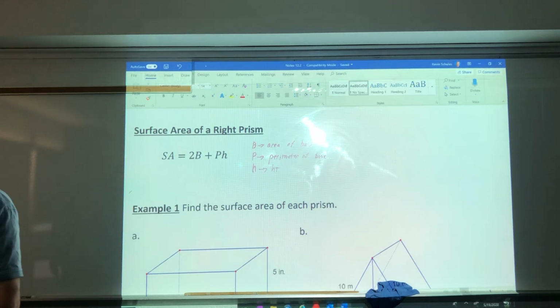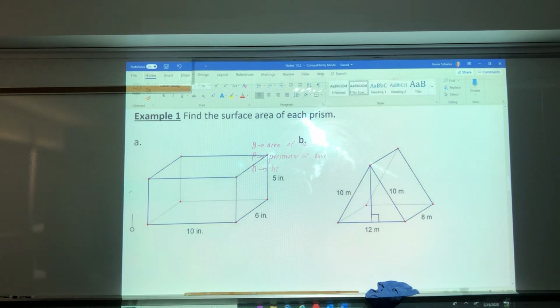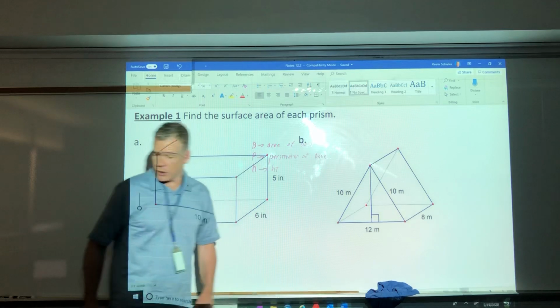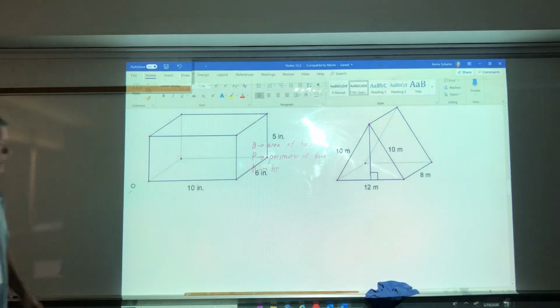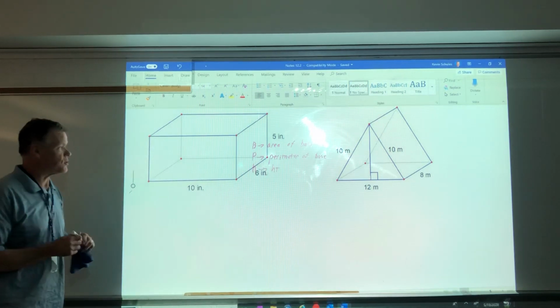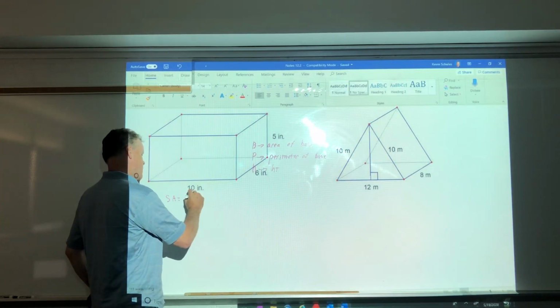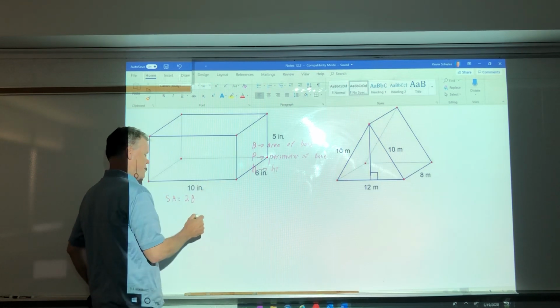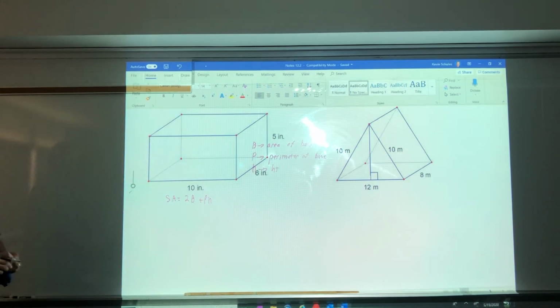Okay, let's look at a couple of examples. If you wanted to find the surface area of each prism here, I'm going to move this up to the top just to give us a little bit of room down at the bottom. Remember, our formula for surface area, SA, equals 2 times the big B, the area of the base, plus the perimeter times your height.